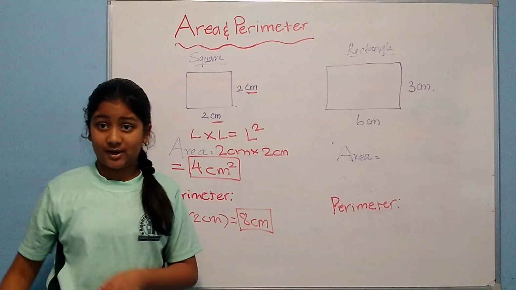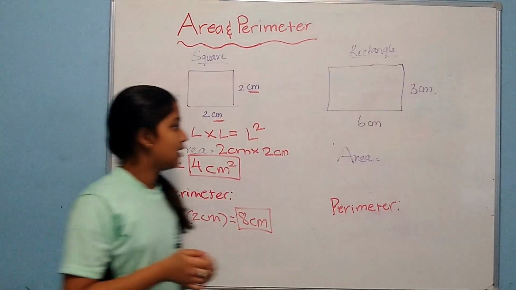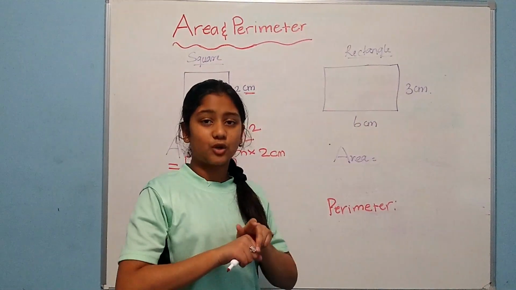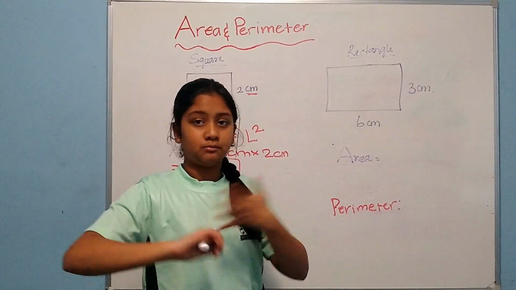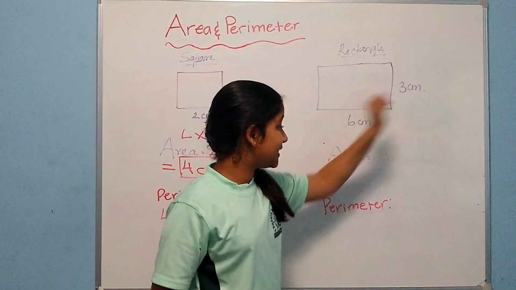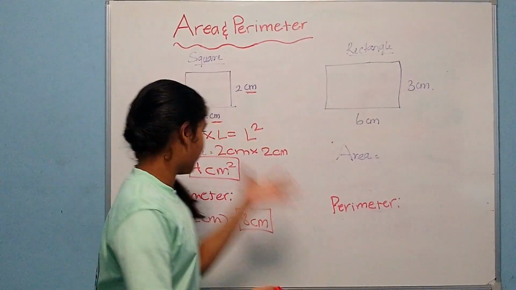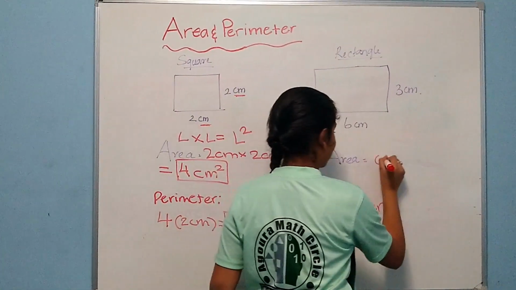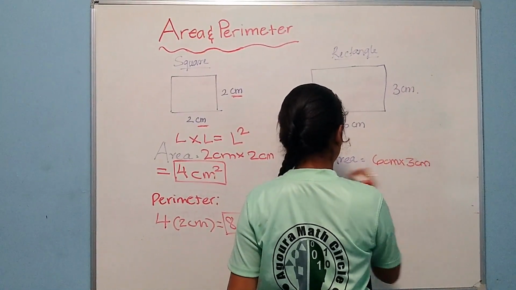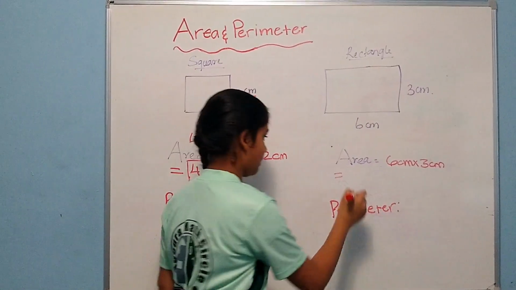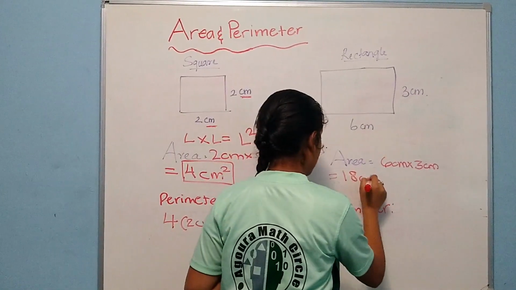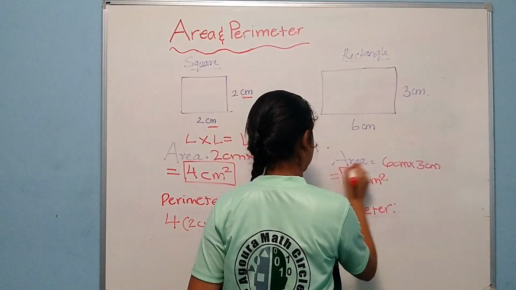Now let's move on to a rectangle in area and perimeter. So we have 6 centimeters times 3 centimeters. Pretend we're trying to make a bigger playground model. So we do the same exact thing as we did over here. We get 6 centimeters times 3 centimeters. So we get 6 times 3 is 18. And since we're multiplying centimeters by itself, it becomes centimeters squared. So we get 18 centimeters squared.